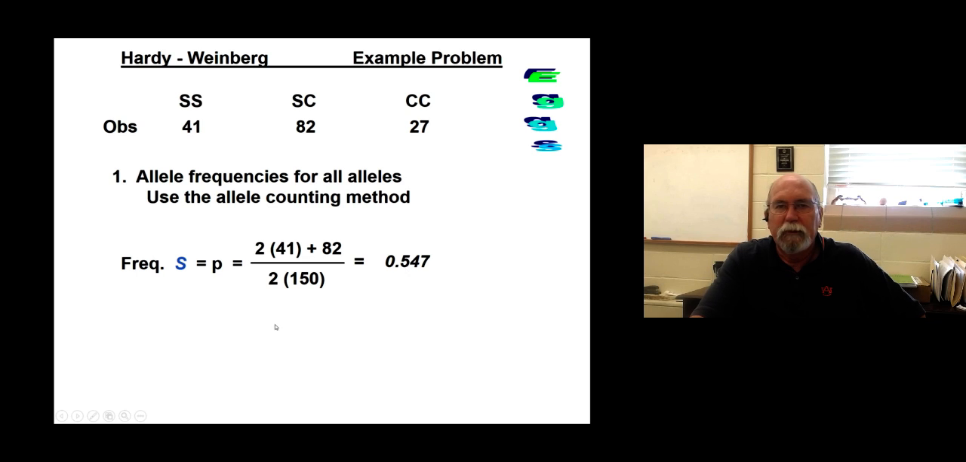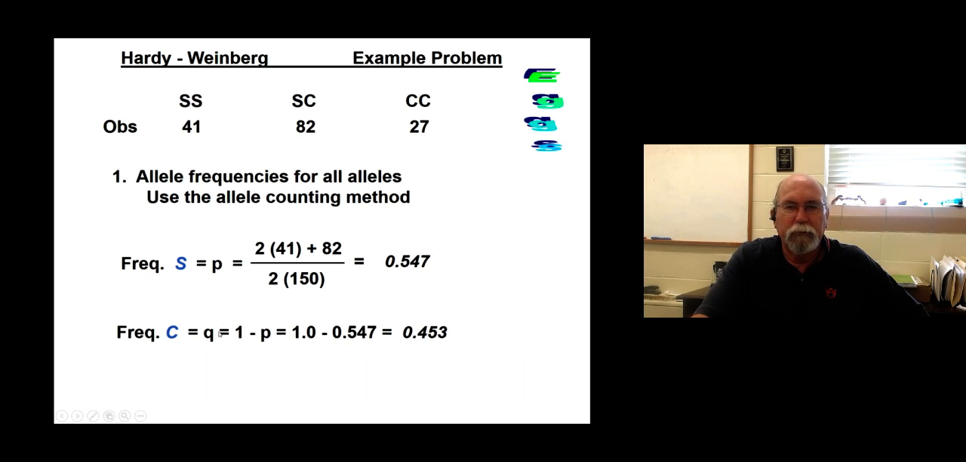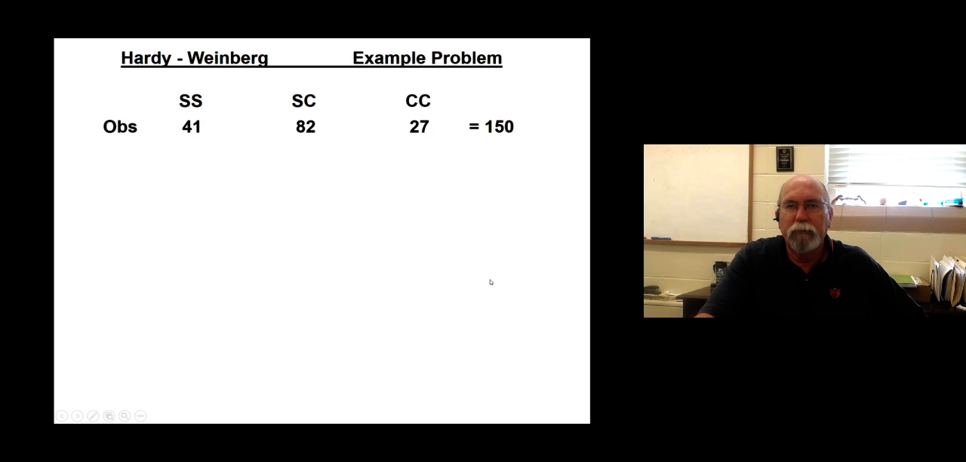Remember that P plus Q is equal to 1, so P is equal to 1 minus Q, and Q is equal to 1 minus P. So we want to know Q in this case. We take 1 minus 0.55, and it gets 0.453. So now we have the frequency of our two alleles, and we should be able to fill in the Hardy-Weinberg.